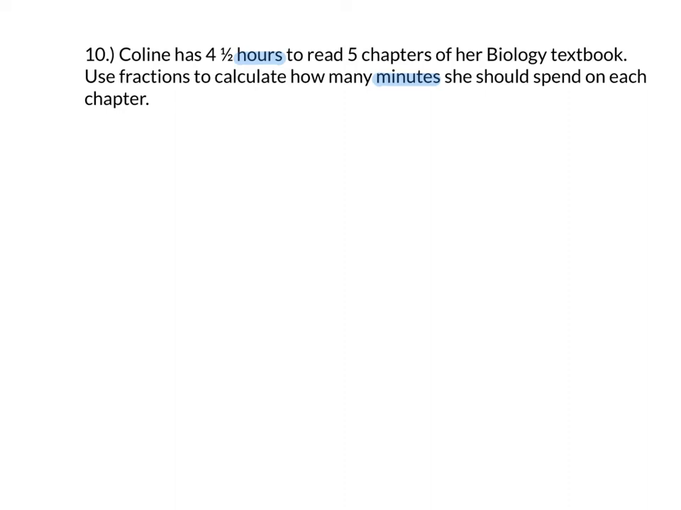So I'm going to first write my expression. So I have 4.5 hours, right? And I have to divide it into 5 chapters. So I have to divide this by 5 chapters. So now I want to get them into all fractions. So I'd multiply and add. So I'd get 4 times 2 is 8, plus 1 more is 9. So I have 9 halves divided by 5 over 1.